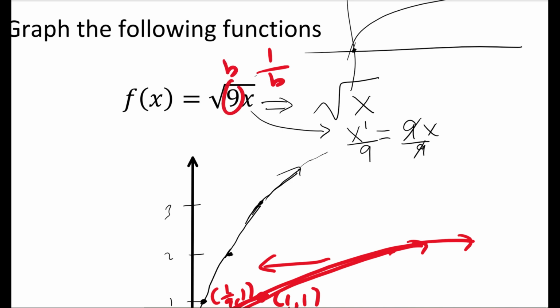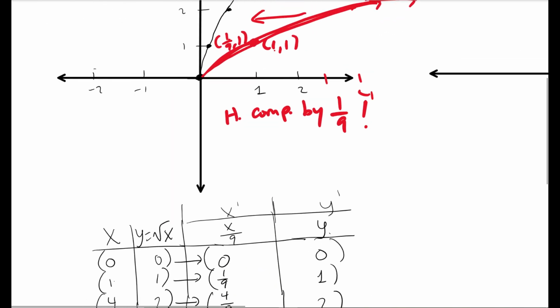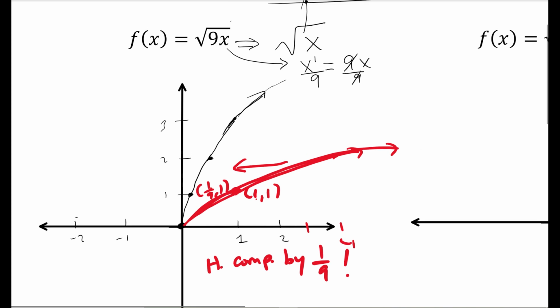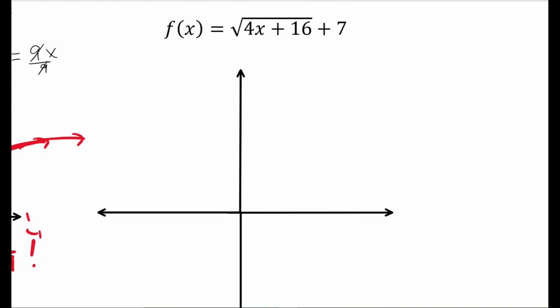This is like our b term. So it's kind of like opposite. So you flip it. All right, so that's what happened there. So now let's look at our next graph. So there's a lot going on here.